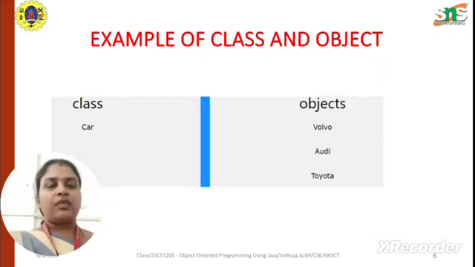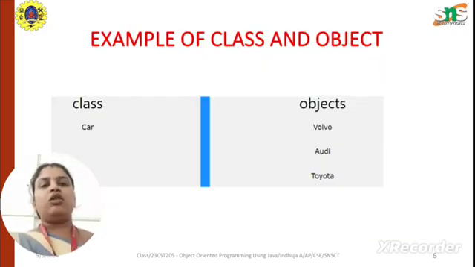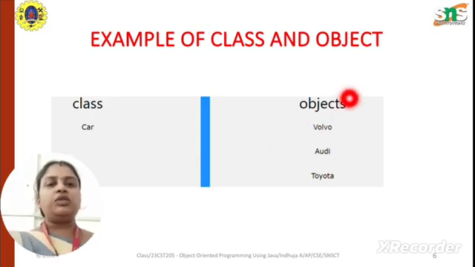So, example of class and object. Here car is a class. The objects are the different car brands, Volvo, Audi, Toyota. These are the different brands of the car, so these are considered as the objects of the class. So here class is a logical entity and objects are physical, or it can be a logical entity also, but here it is a physical entity.